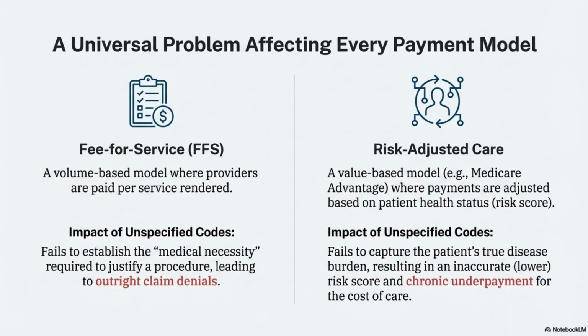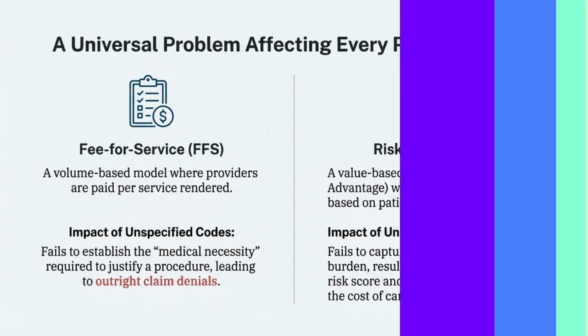Now, this isn't just a fee-for-service issue or a risk adjustment issue. Unspecified coding affects every payment model. In fee-for-service, specificity is what proves medical necessity. In risk-adjusted care, specificity is what captures the patient's true disease burden. Either way, if the code is vague, the reimbursement will be too.